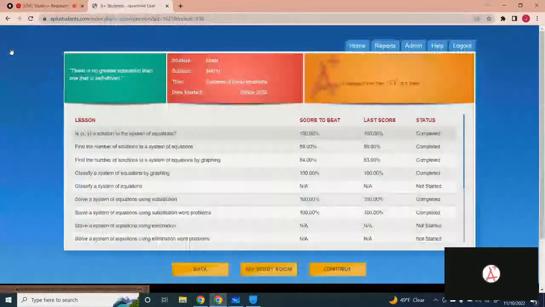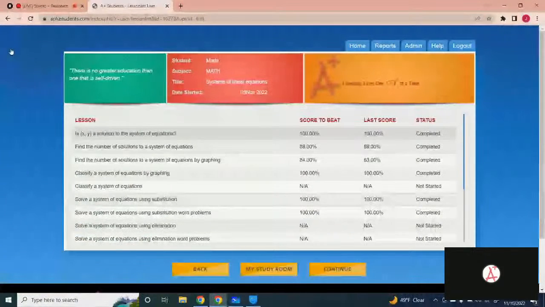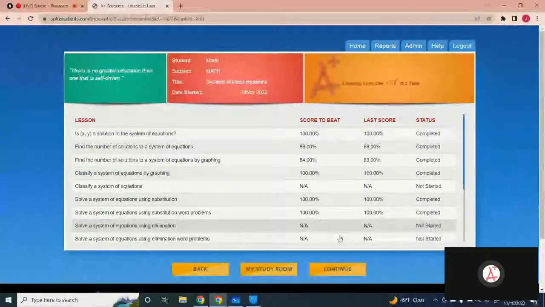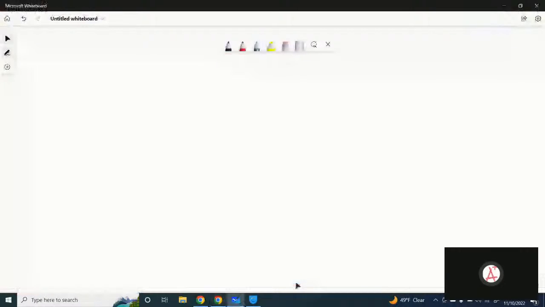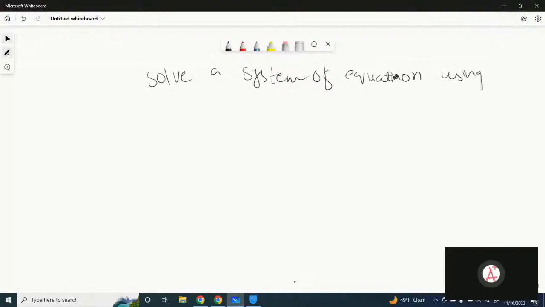Let me start with the next topic. The next topic is solve a system of equations using elimination. Let me write the lesson name on the board. Solve a system of equations using elimination. Okay, let's start with an example.